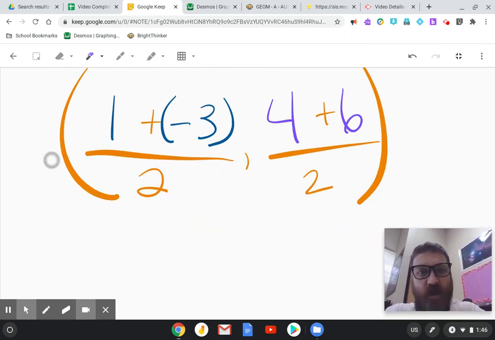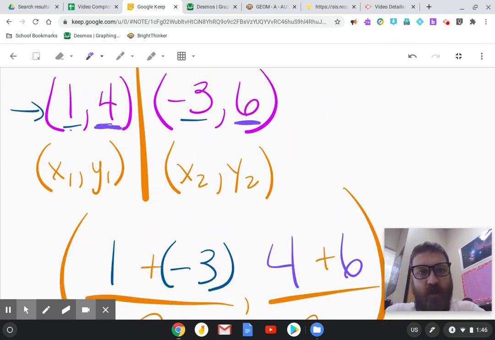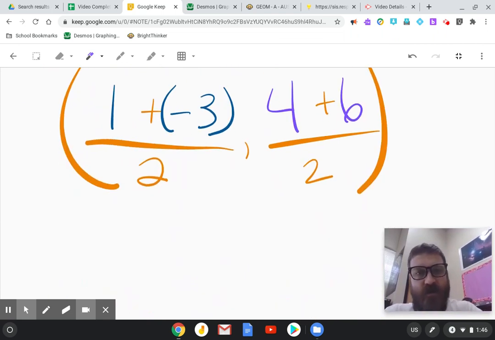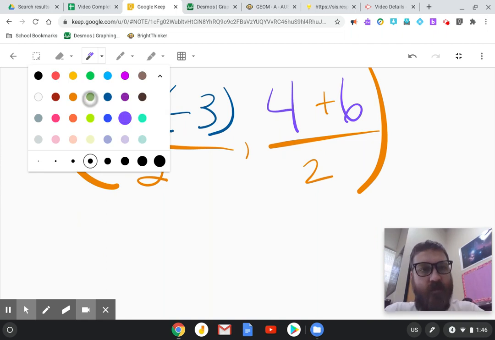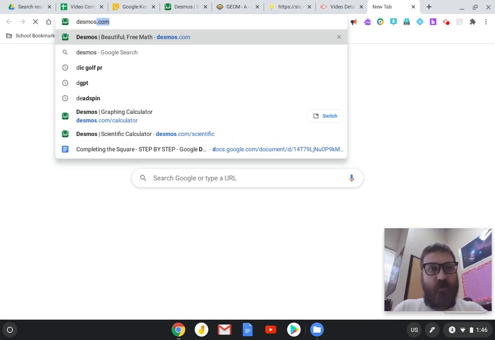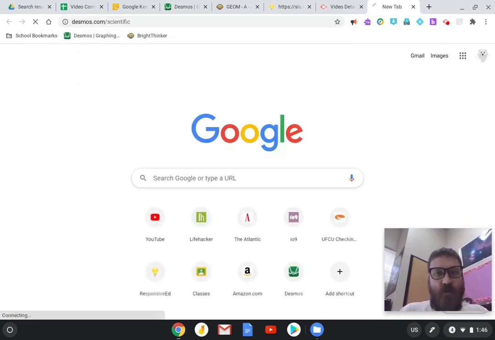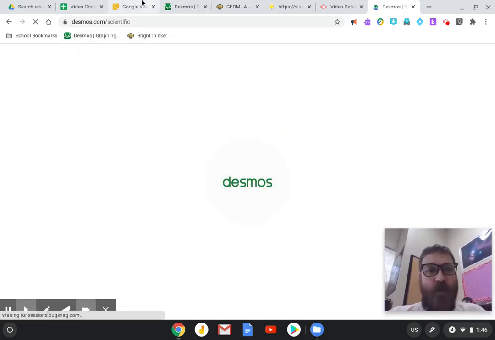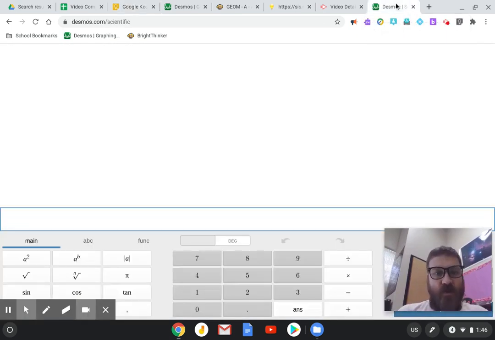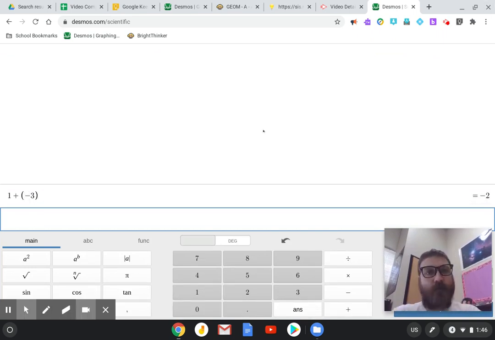So let's go down. So we plugged everything in where it goes. We plugged in our x and our y, 1 and 2. And now we just need to simplify this until I get down to an actual point. So let's look at this. 1 plus negative 3. Let's go ahead and open Desmos, or if you have a calculator, you can do that as well. We have 1 plus negative 3. You can type that in directly, 1 plus negative 3. You'll see I get negative 2.